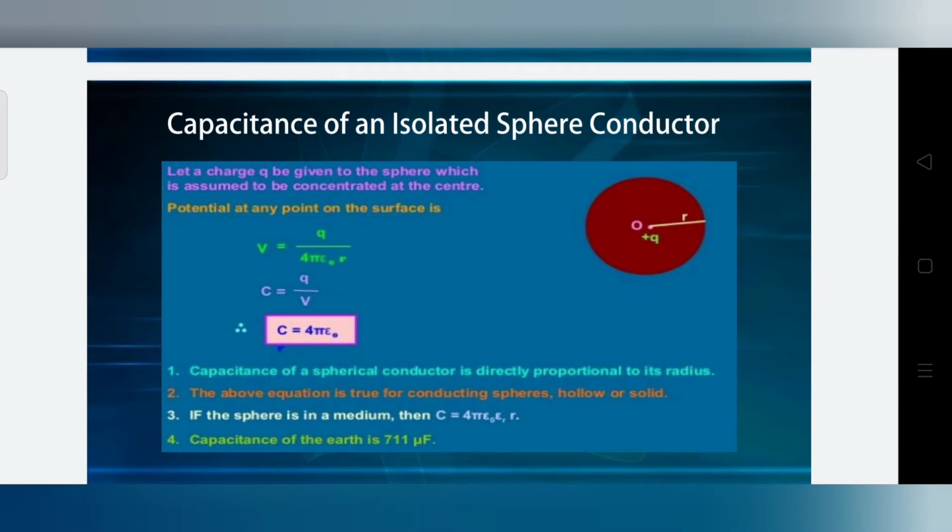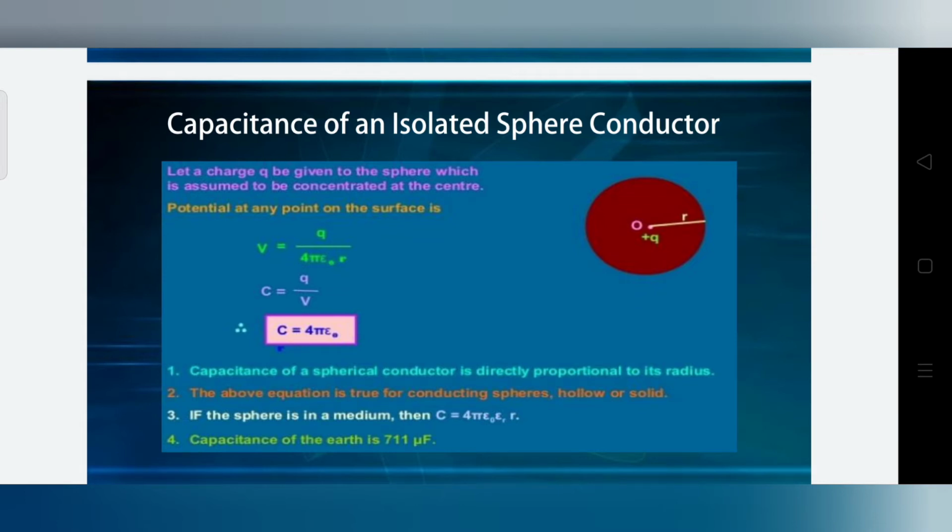Then, capacitance of the isolated sphere conductor. Let a charge Q be given to the sphere which is assumed to be concentrated at the center. A charge which is present in the center of the sphere. Okay. Then the potential at any point on the surface is V is equal to Q divided by 4 pi epsilon naught into R. We already know the potential difference V in the earlier classes.